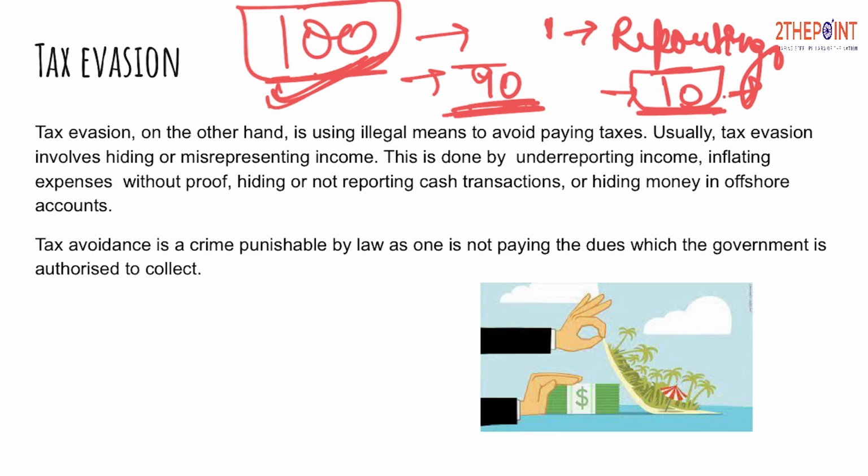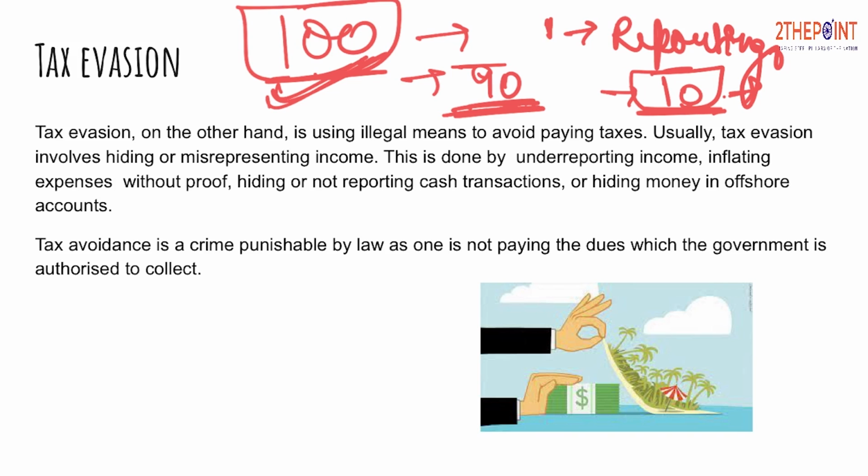For example, Mauritius is a tax haven, or the Bahamas, the Cayman Islands. So these are tax havens. What you can do is direct your money to these places, and you don't have to pay tax over there. And in the country where you have earned the money, you can show that you have not earned anything, so the government will not come and ask for any tax. Now this is tax evasion.